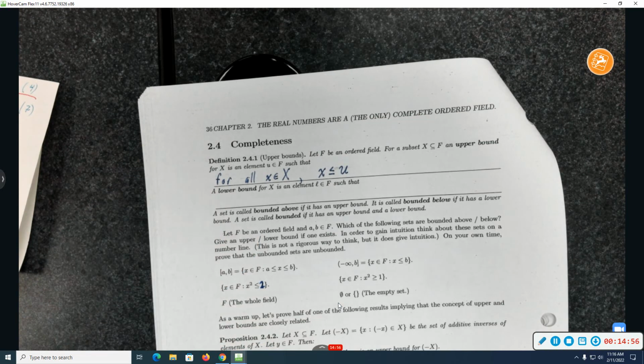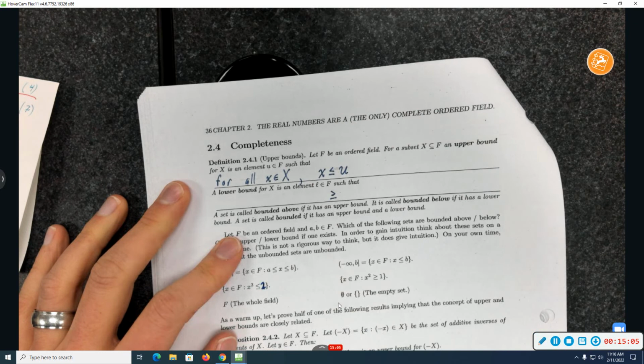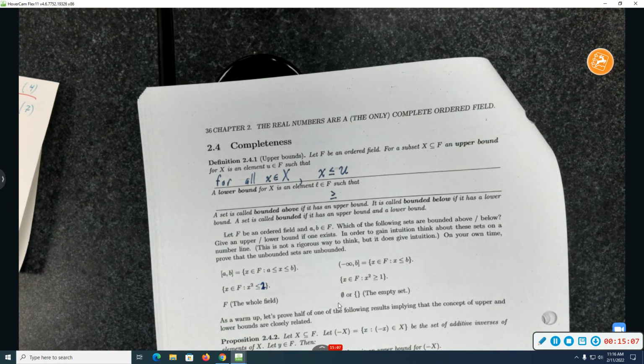What do you think it should mean to be a lower bound? Precisely the opposite. It'll be the same, but that inequality will be switched.